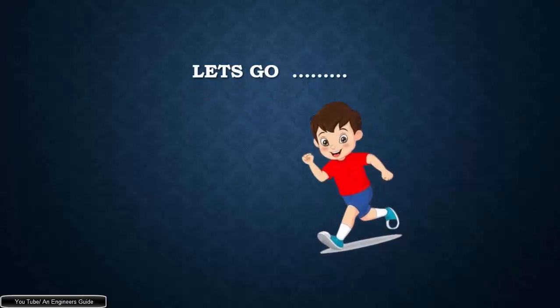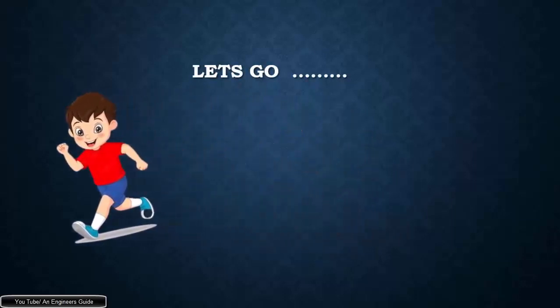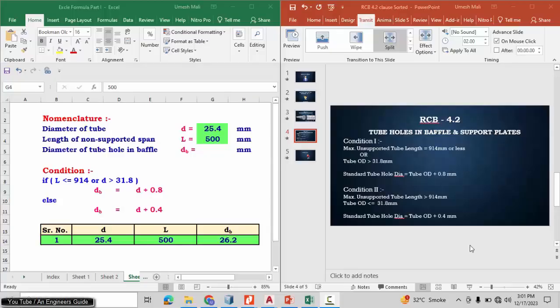Now let's verify our Excel sheet. So let's go. So guys, here you can see one Excel sheet I have created to sort that clause RCB 4.2. First of all, let's verify our condition. The first condition says if my maximum unsupported tube length is 914 mm or less. Here in this case, my unsupported tube length is less than 914 mm.